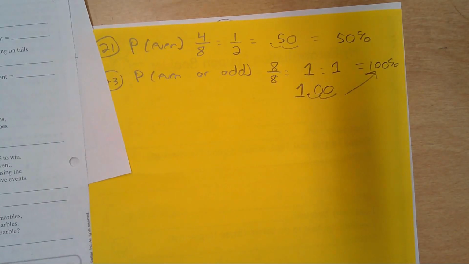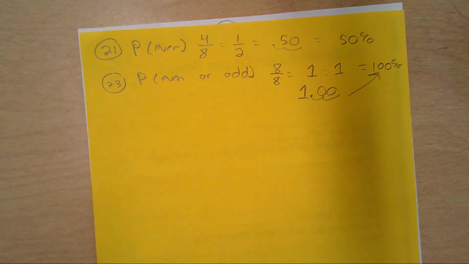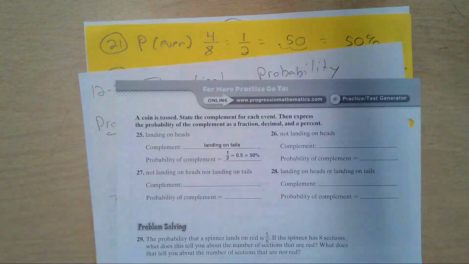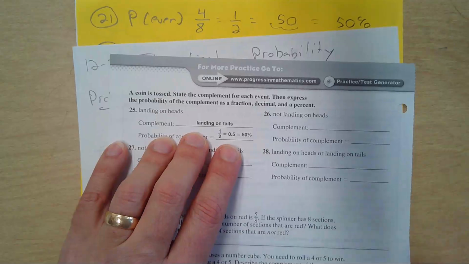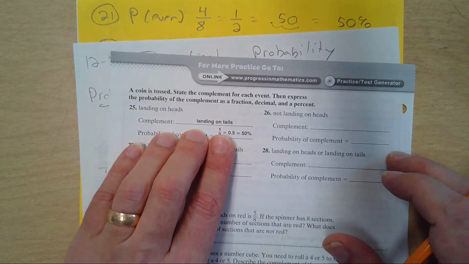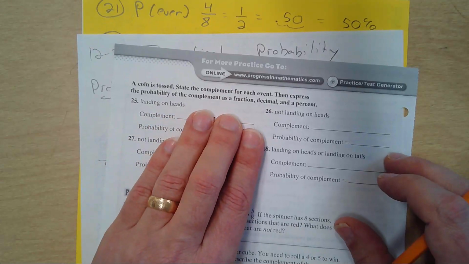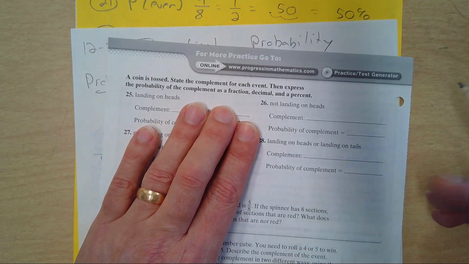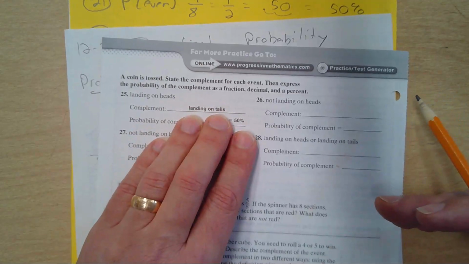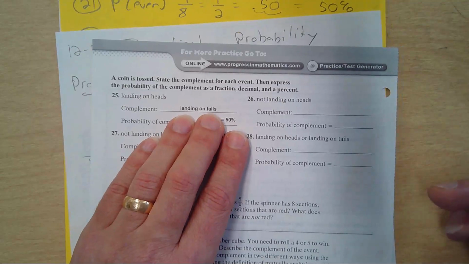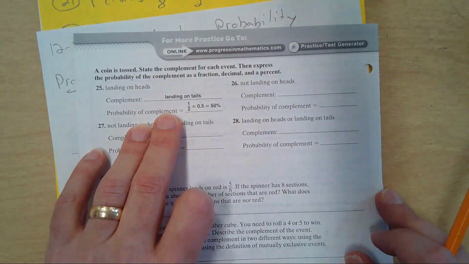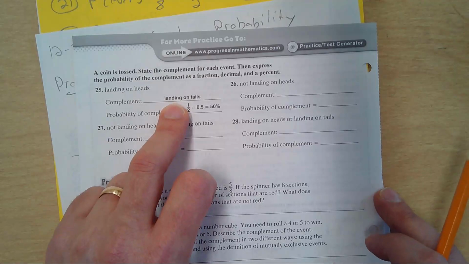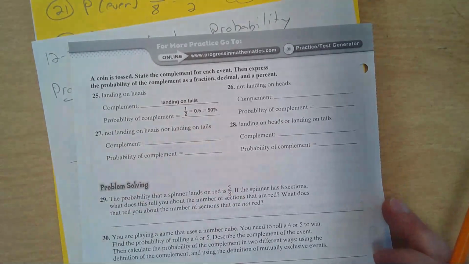All right, the last part talks about these complementary events. So we'll just look at 25 here, and then we can do 27. They say tossing a coin just once, what's the complement, or what's the opposite? If it said landing on heads, the complement is the opposite of that, which of course would be landing on tails. Then you're finding the probability of the complement. So what's the probability of landing on tails? 1/2, 0.5, 50% here.